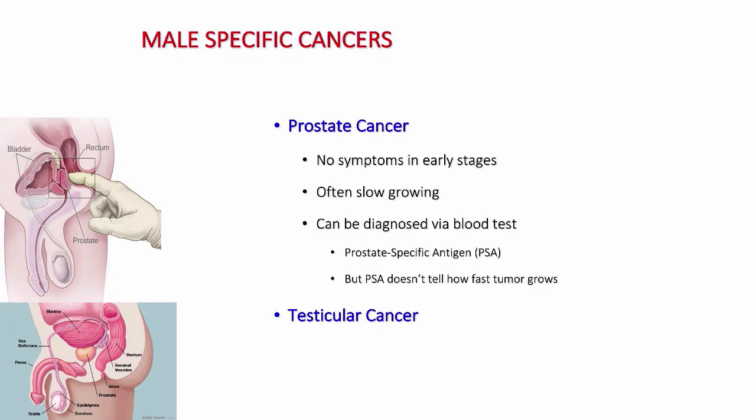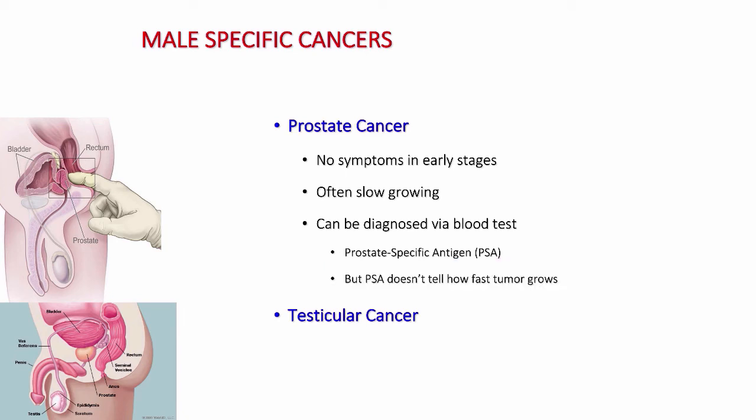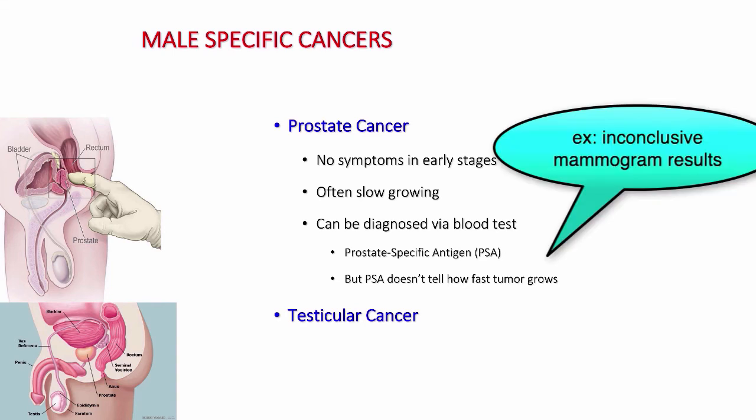Male-specific cancers include prostate cancer, which has no signs or symptoms in the early stages. It's often slow-growing. It can be diagnosed by the PSA blood test that I talked about at the beginning. The thing about the PSA is that it doesn't tell you if it's a slow-growing cancer or a fast-growing cancer. This puts men in a similar position that women are in terms of deciding what to do with results of screening tests.